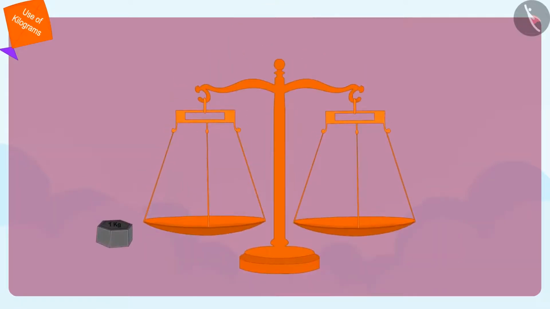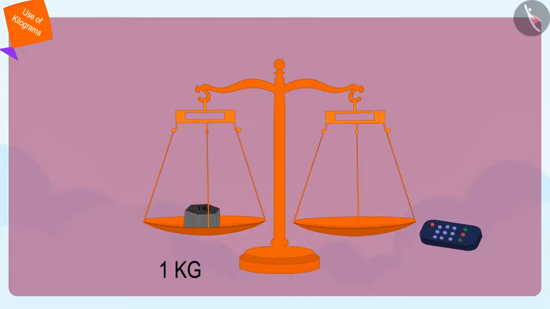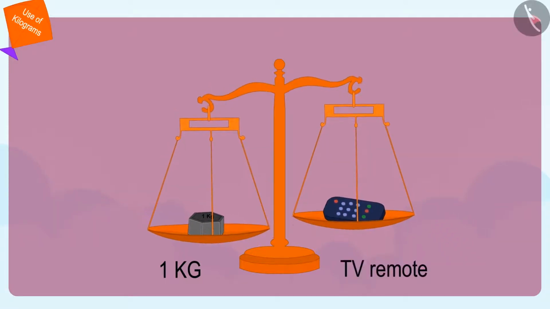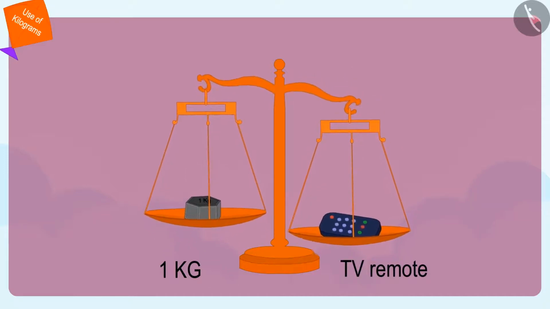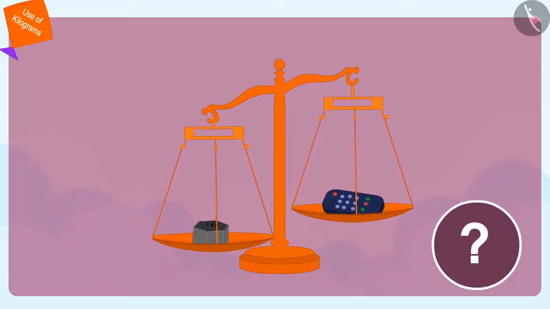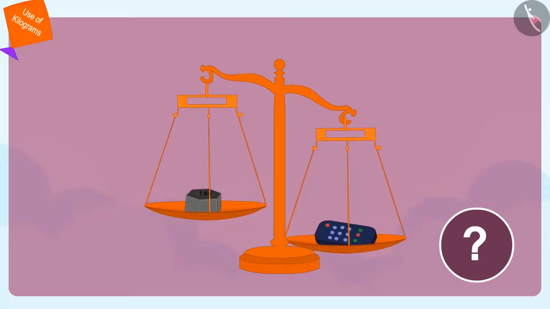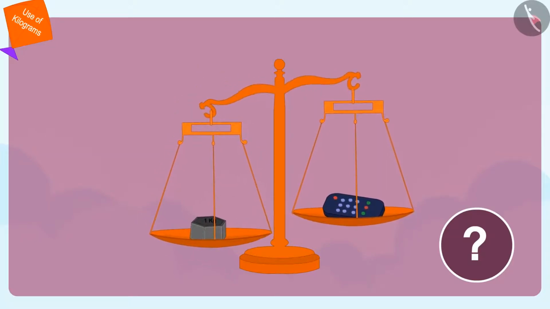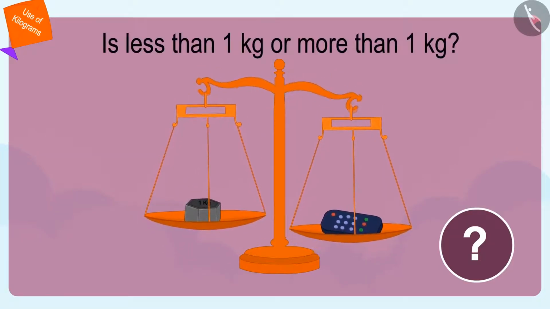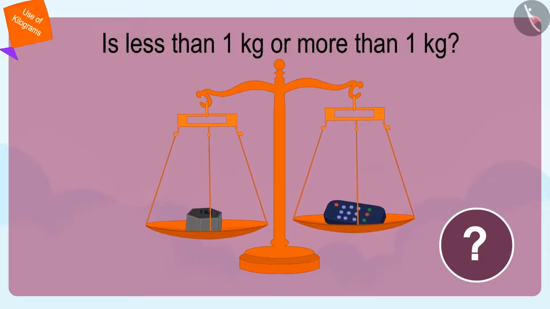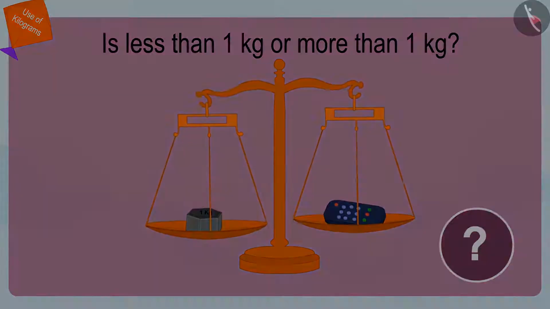He first put a 1 kg weight on one side of the scale and then he placed the TV remote of his house on the other side. Children, can you guess whether a TV remote weighs less than a kg or more than a kg?